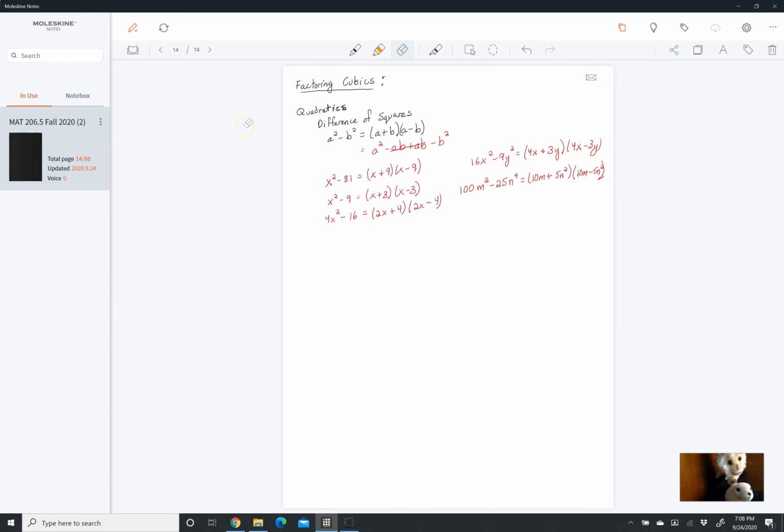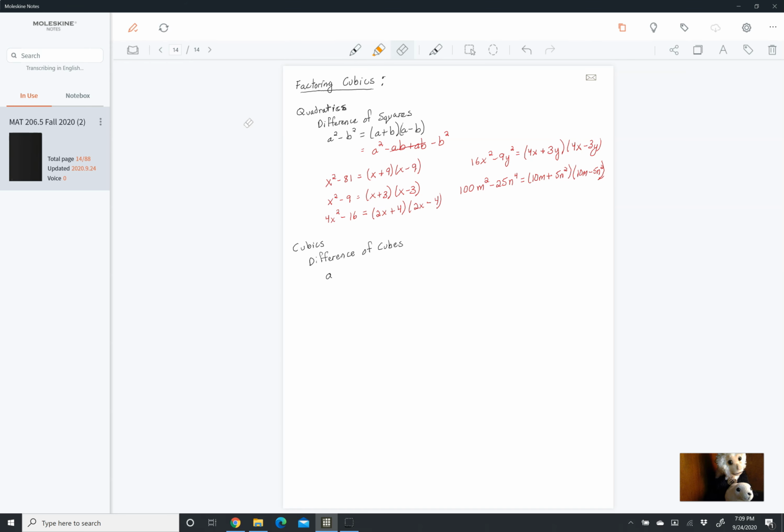So cubics also have a difference of cubes. And this, you kind of would just have to remember. So this I just want to show you. It's not, I mean, it's great to know, but it's not especially important. It's just great to know that it can be factored. Okay, so a difference of cubes can be factored.